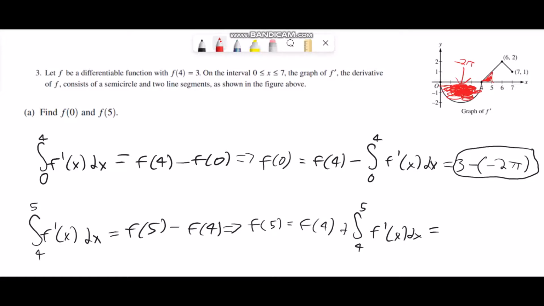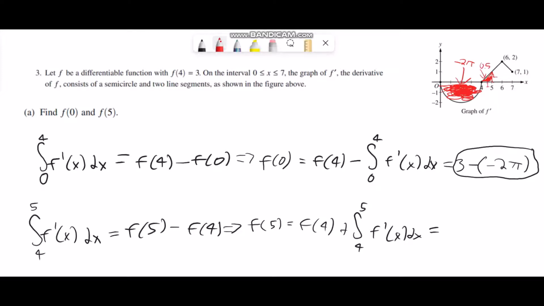And we're told that this is a line segment right here. And let's see, to get from this point to this point, we go up 2 over 2. So the slope of this line segment is 1. And if the slope here is 1, if this point is (4, 0), that means I have to go up 1 over 1 to get to this point. So that means the height here is 1. So we have a right triangle, base 1, height 1. That means the area is 1/2.